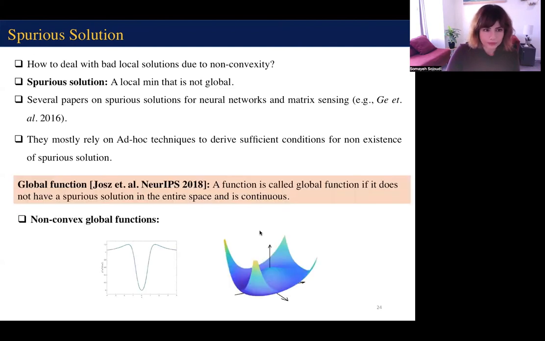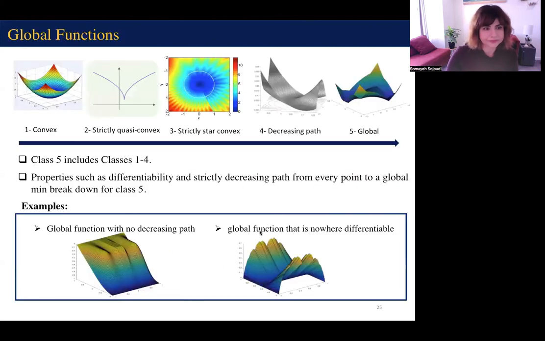To study this problem systematically, we defined a new notion of global functions. We call a function global if it doesn't have a spurious solution in the entire space and is continuous. And these are examples of non-convex global functions.